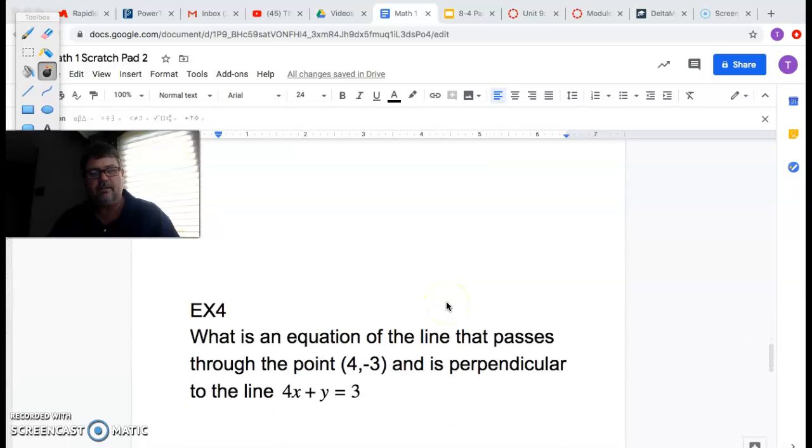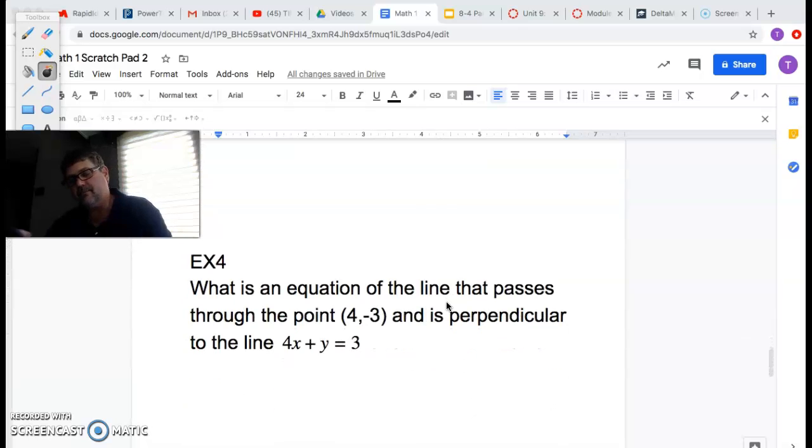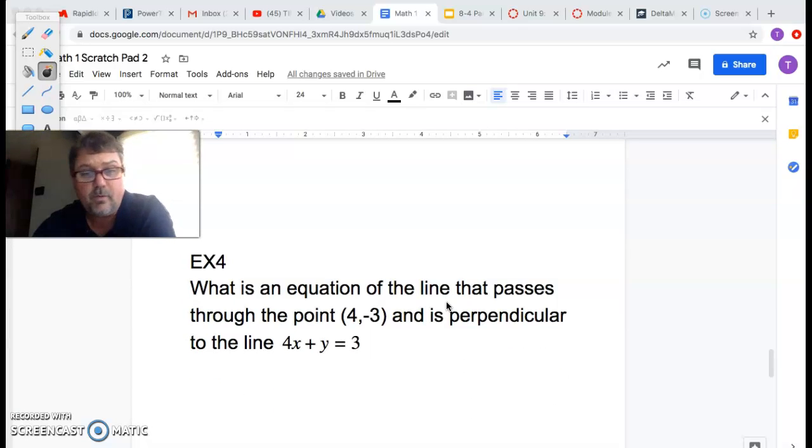Okay, so let's take a look at another question that comes along, and it's a lot like the parallel line problem. What is an equation of a line that passes through the point 4, negative 3? And this time they specify that it has to be perpendicular to this line right here. The only problem we have with this is we don't know the slope of this line. So we're going to have to go to work on this and do a little bit of scratch work to find the slope.